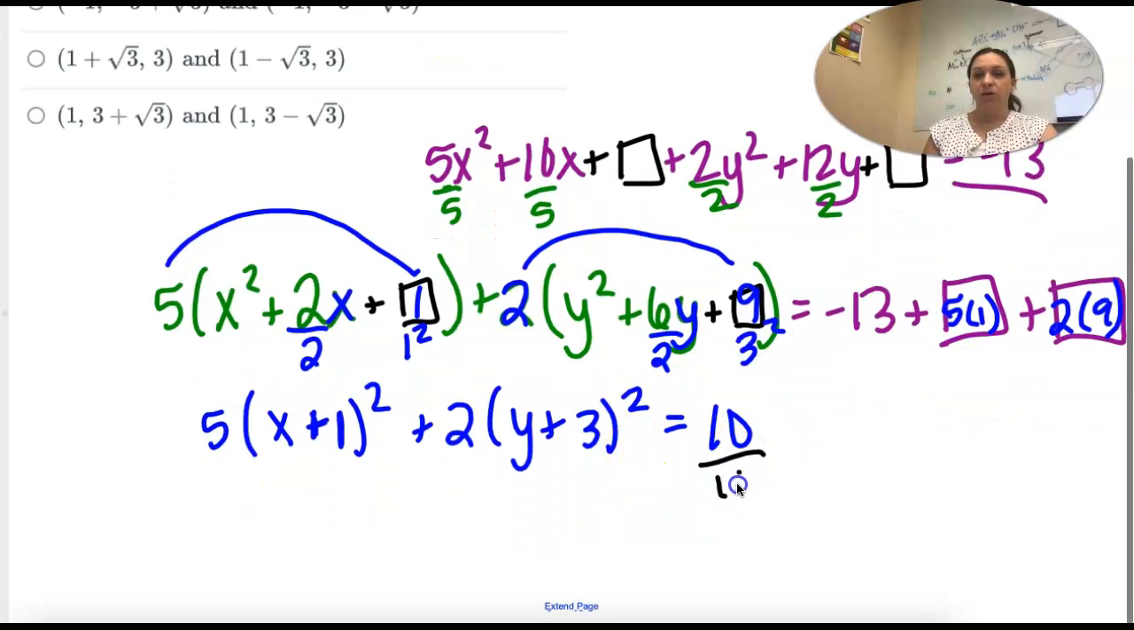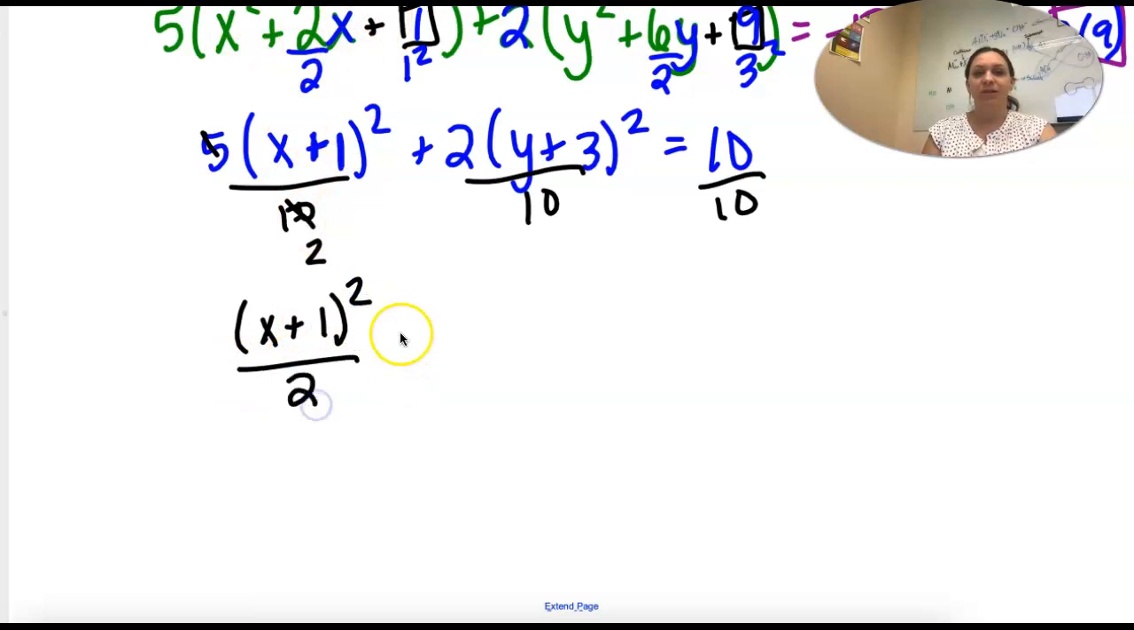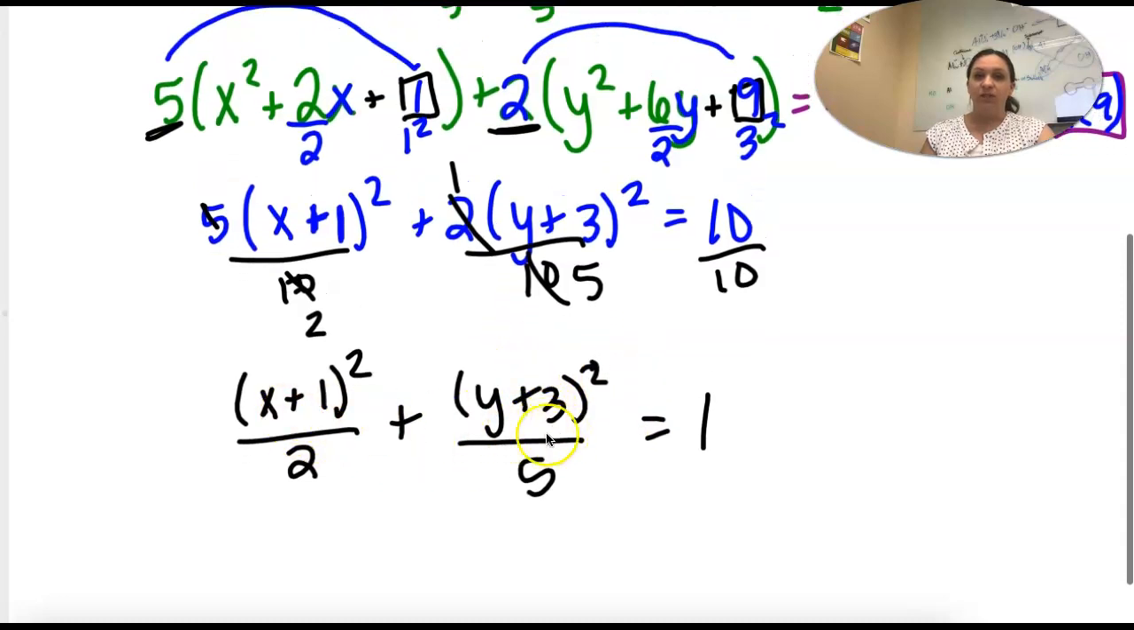Last step, get it equal to 1. So divide everything by 10, and these numbers in the front are going to go away. 5 over 10 is really 1/2. So now I have x plus 1 squared over 2, plus 1/5 when I reduce that fraction. So y plus 3 squared over 5 equals 1. So those numbers that we pull out at the beginning, they go away when we divide. So this is our standard form. We have an ellipse and it's been shifted.